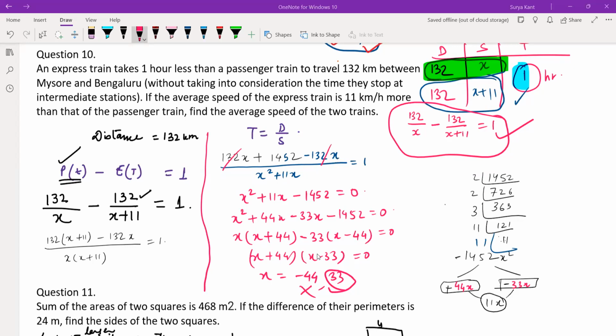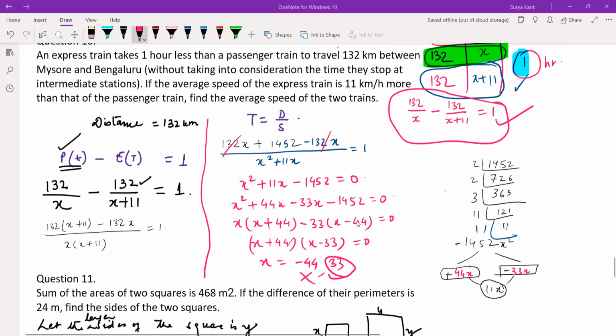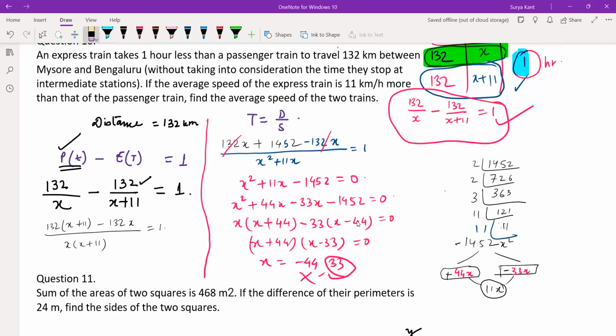If the difference in the perimeter is 24, I'll try it over here. If you try, all of you can do it easily. But few children will not understand. That's why I'm explaining over here. Okay.